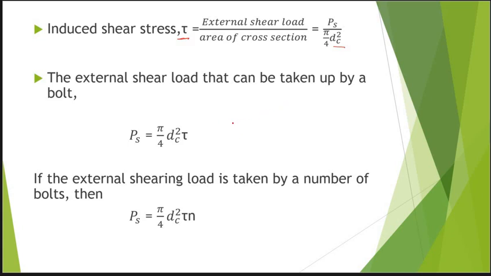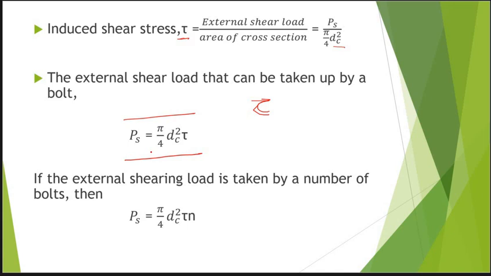tau, and if we know the diameter of the bolt, we can find the maximum external shear load that can be taken up by a bolt. So it is given as PS is equal to pi by 4 dc square into tau. Suppose we know the material, we can find the value of allowable shear stress tau, and using the cross sectional area of the bolt we can find the maximum load that can be taken by that bolt without failure. So PS is the maximum shear load that can be taken by a bolt.